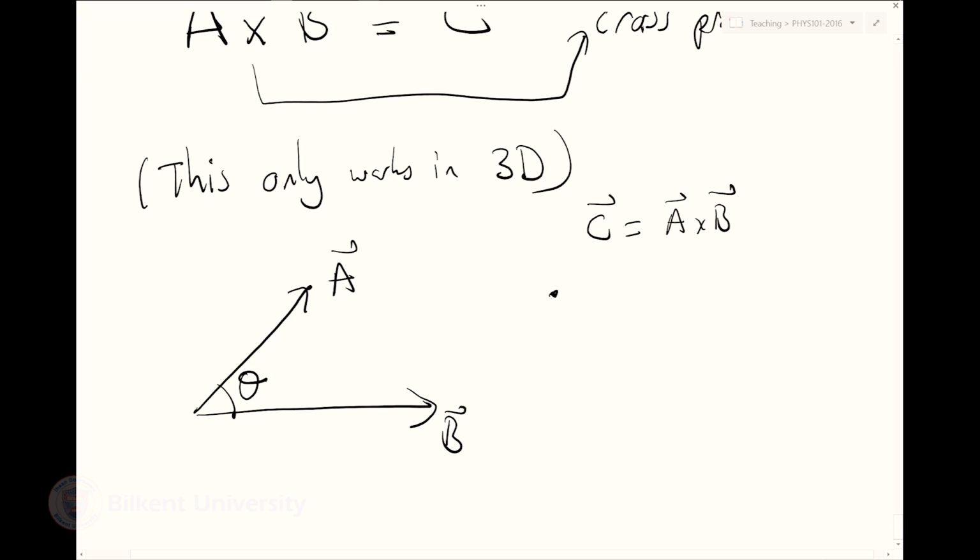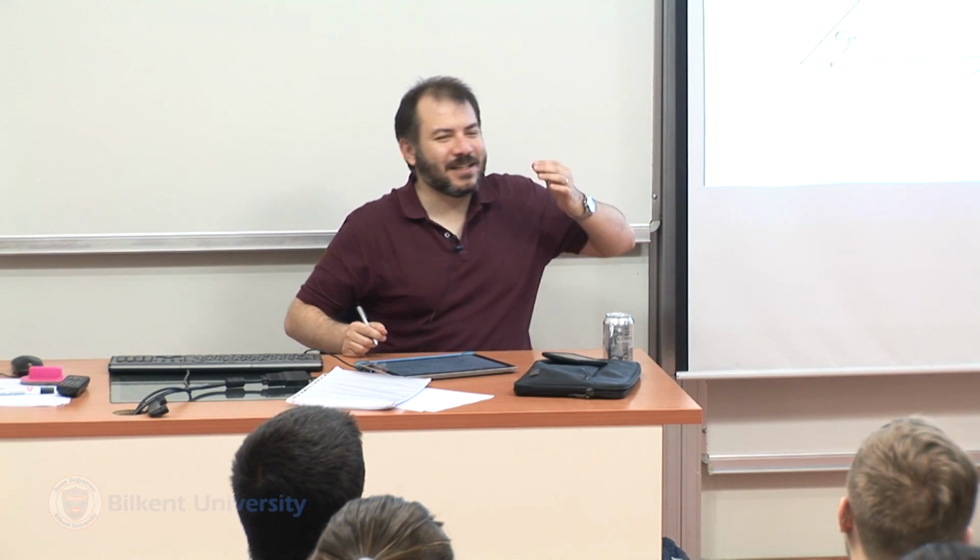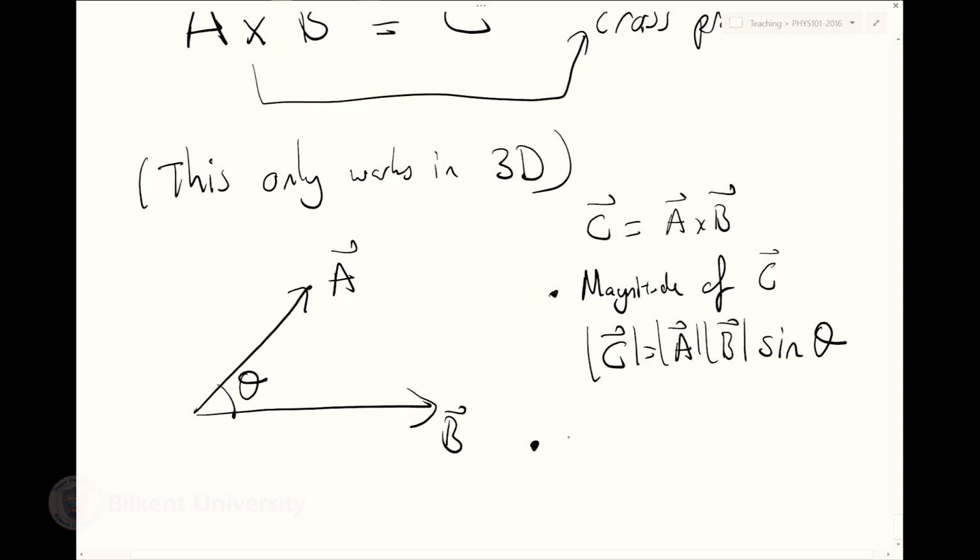First of all, the magnitude of C is A magnitude times B magnitude times sine theta. And you may say, hey, great, this is just like the dot product. Instead of cosine, I have sine, so it should be simple. But now we have to define a vector. So I told you the magnitude of the vector. Now I need to tell you the direction of the vector. Here is the rule.